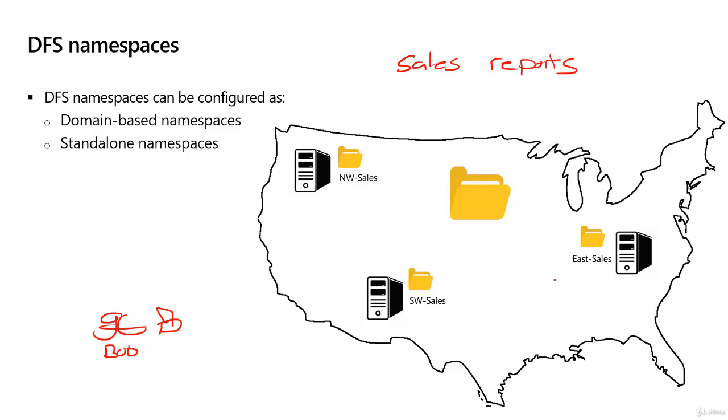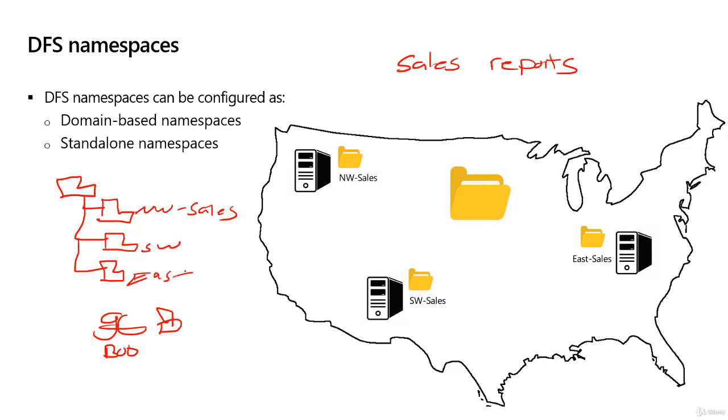What I want to do, since all these are related, I would like to have a directory that looks like this. Well, I have a parent folder. Then under that, I have these three shares. So we have the Northwest sales, the Southwest, and East. So it looks like a hierarchy. Bob can connect to one location and see all of these like they're subfolders.